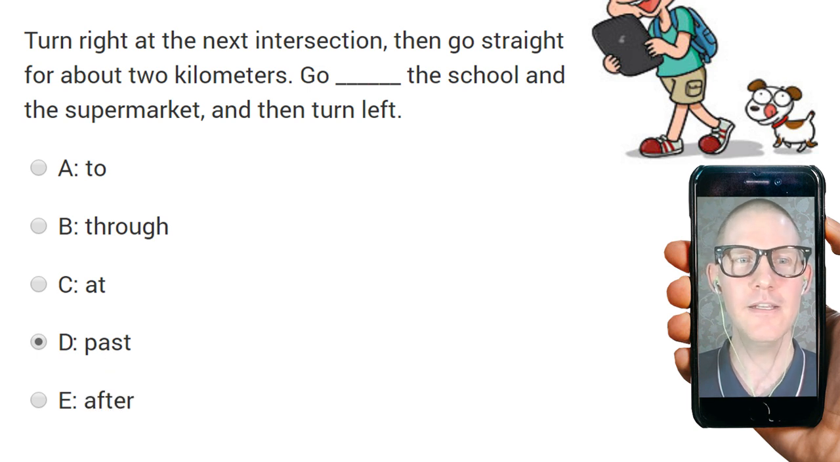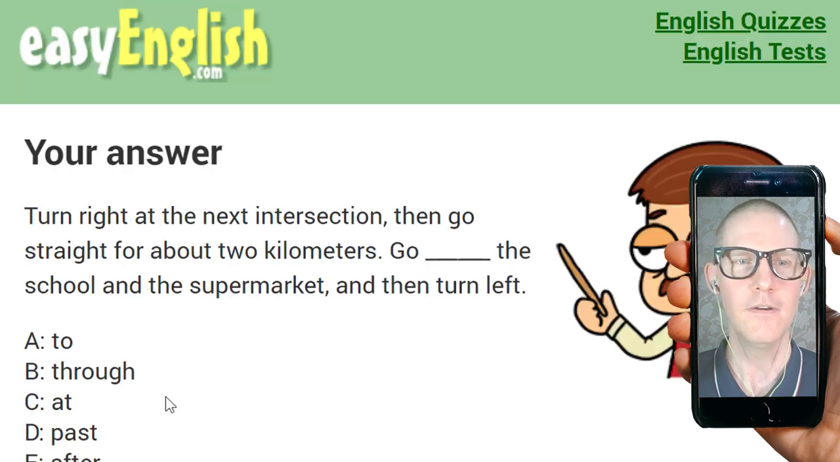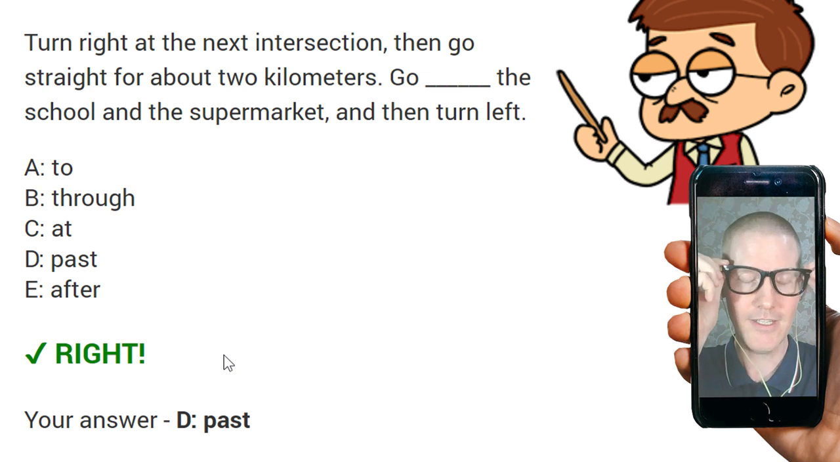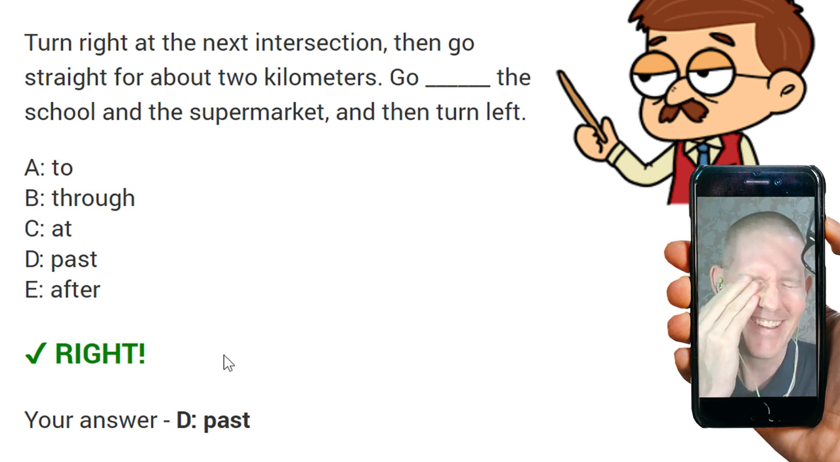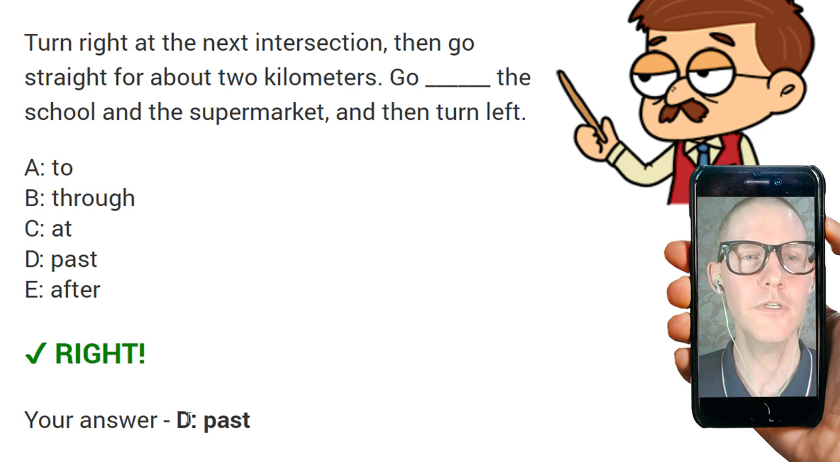I'm going for D. I'm checking the answer. Here we go. Woo! Yes! Okay, we got it right, and I got a hair in my eye. Okay. All right, so let's take a look. So the correct answer is D, past.